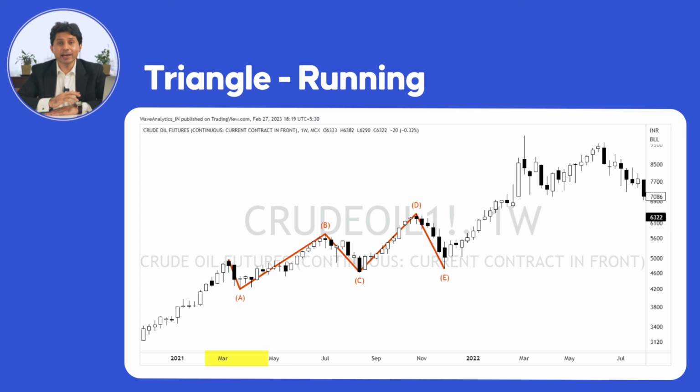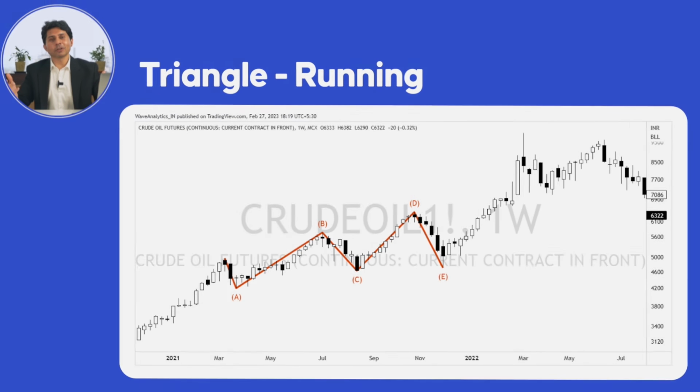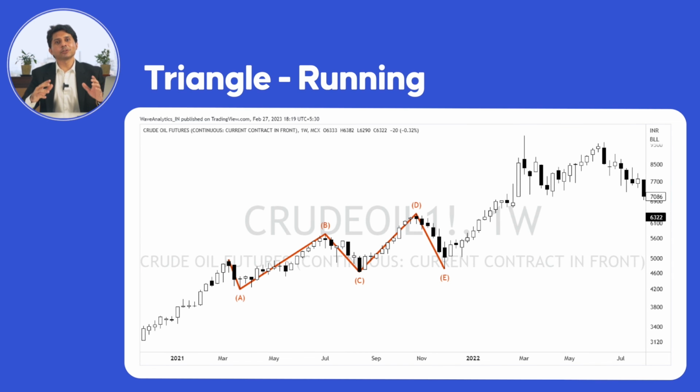It took almost the entire year to form. Now this you can see as an example. The entire 2021 crude oil took to form. This is the MCX chart. The similar chart formed on Brent and WTI as well. It's a running triangle, and A, B, C, D, E, you can see all of them are wave threes by their inherent nature, by their subwaves. And after the E, there was a blast upwards. So a common trait after a triangle is that a strong impulse wave usually happens after the triangle is done with, which happened again on the crude oil as well.